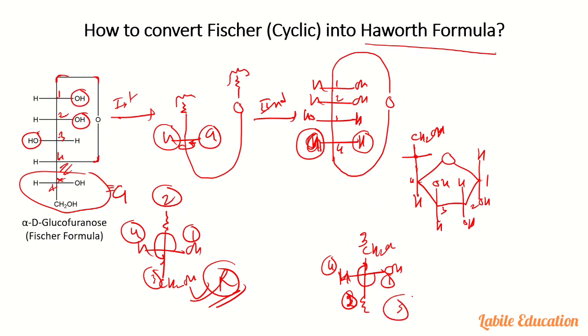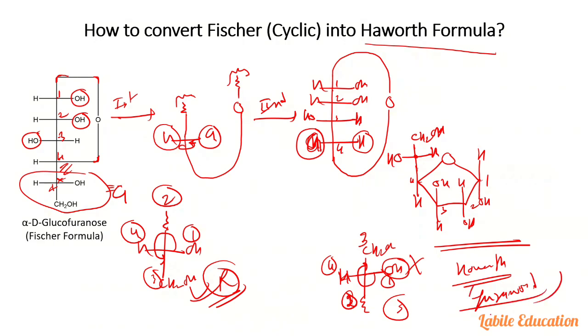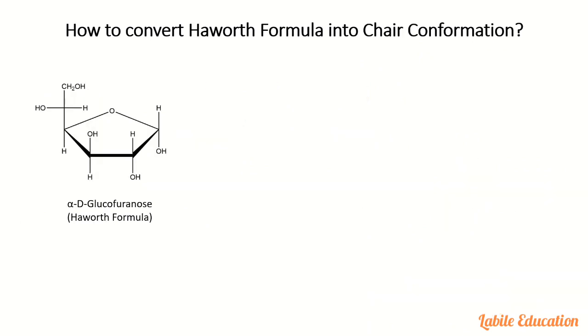So this is S, so we cannot put OH on the right hand side; OH will be on the left hand side. So this will be the Haworth formula, and this is the furanoid form.